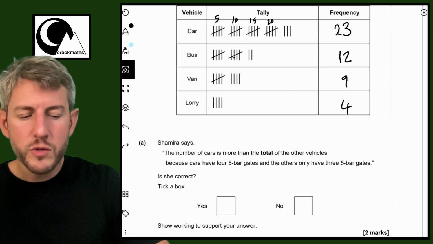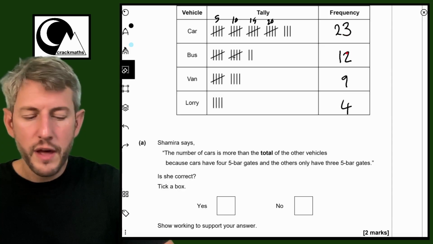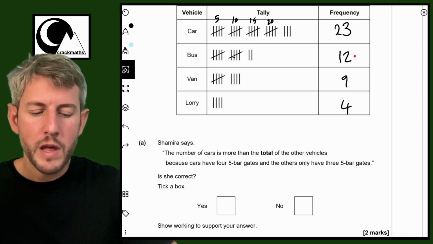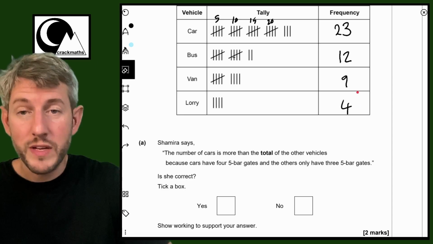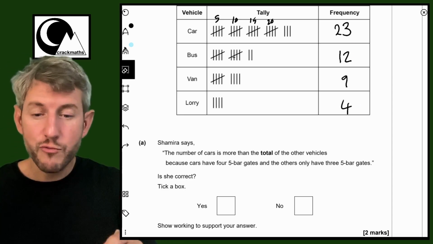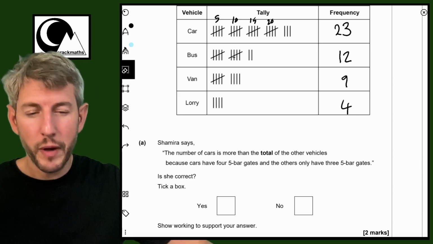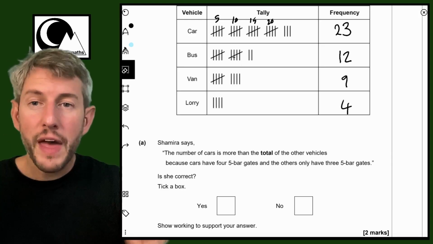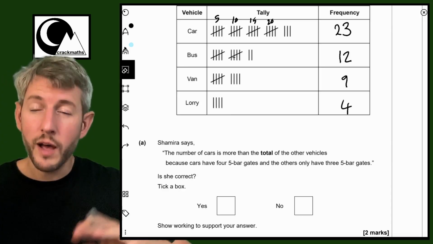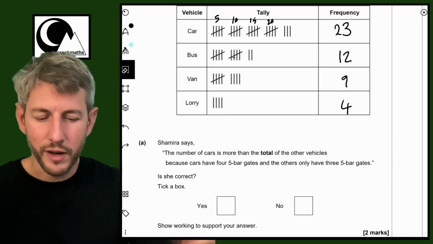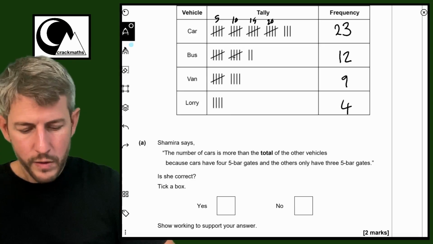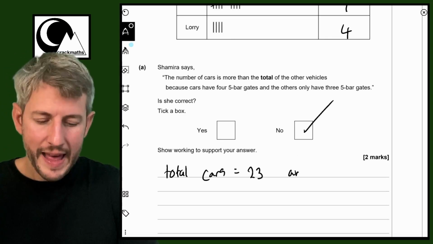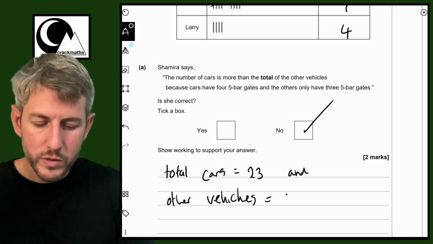Well, we know that the total number of the cars is 23, and the other vehicles, well, we can see we've got 12 here, 9 here, that makes 21, and then the 4 here makes 25. So actually, she's wrong, because although the cars do have more 5-bar gates, because of these extra bits that you can see, the other vehicles are still more in number than the cars. Okay, so let's tick no. And to say that, we can just say total cars equals 23 and other vehicles equals 25.